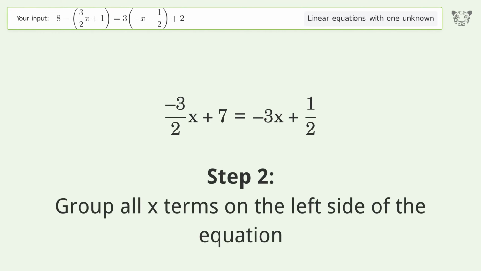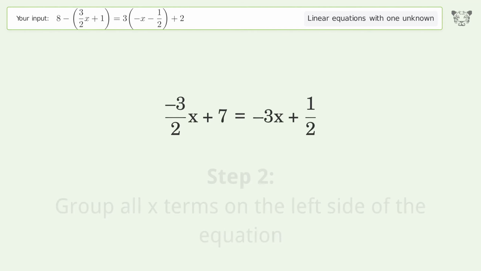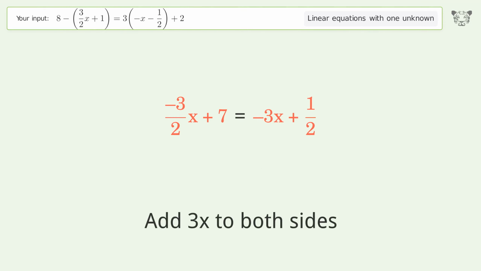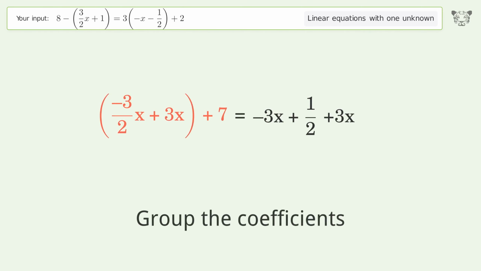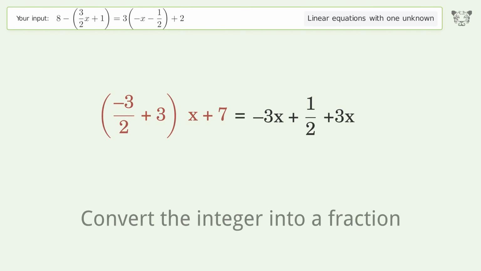Group all x terms on the left side of the equation. Add 3x to both sides. Group like terms. Group the coefficients. Convert the integer into a fraction.